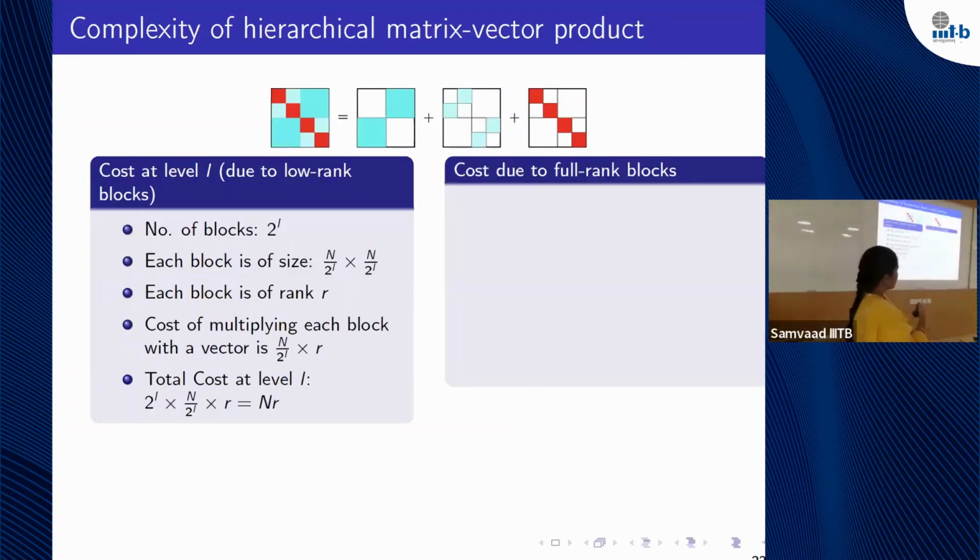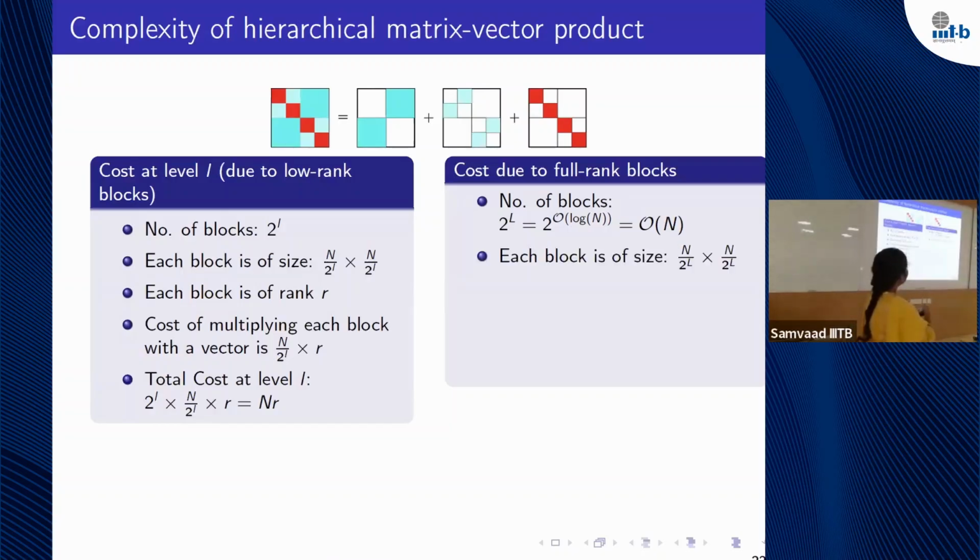Now let's see what is the cost of multiplying this matrix. So how many full blocks are there here? Full rank blocks. The number of full rank blocks is 2 power L. If L is the largest level that you have gone to, then 2 power L number of blocks are there. And typically you choose L to be O of log n. In that case, the number of blocks grows as O of n.